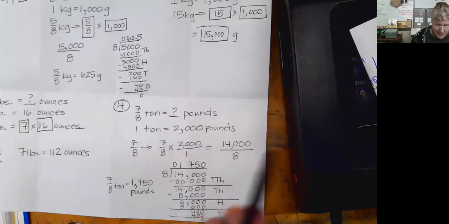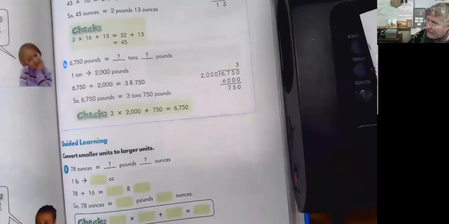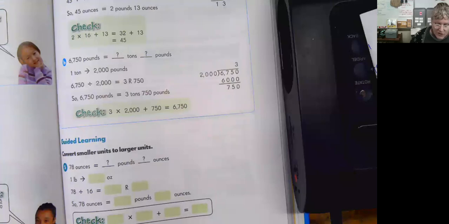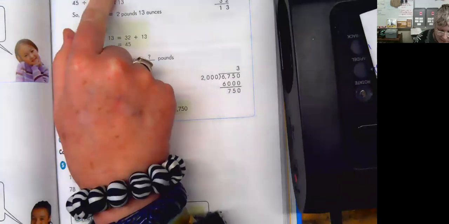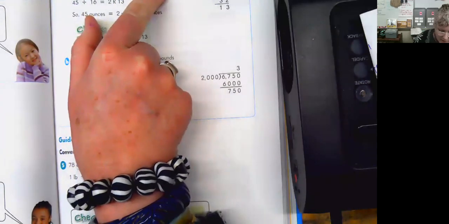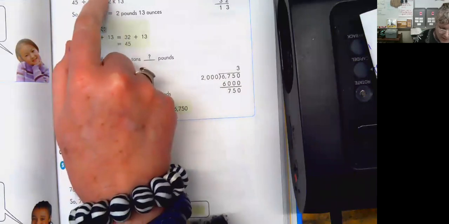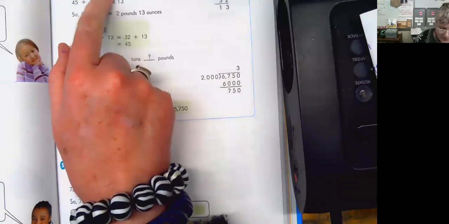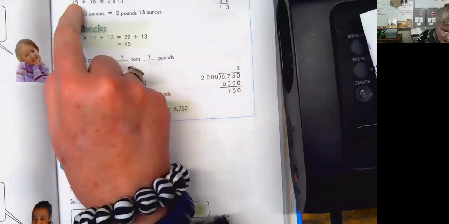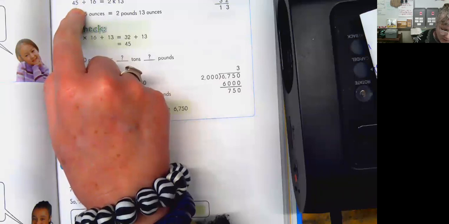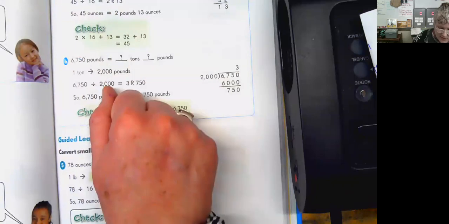All right. Now, here's how we convert. Let's do the last little bit here. Here's how we convert smaller units to larger units. Let's say we have 45 ounces, and that equals how many pounds and how many ounces? 1 pound equals 16 ounces. So what I would have done here is I would have flip-flopped this. I would have said 16 ounces equals 1 pound. So we're going to take 45 ounces and divide by 16 ounces, and that's going to give us 2 pounds, 13 ounces, right?